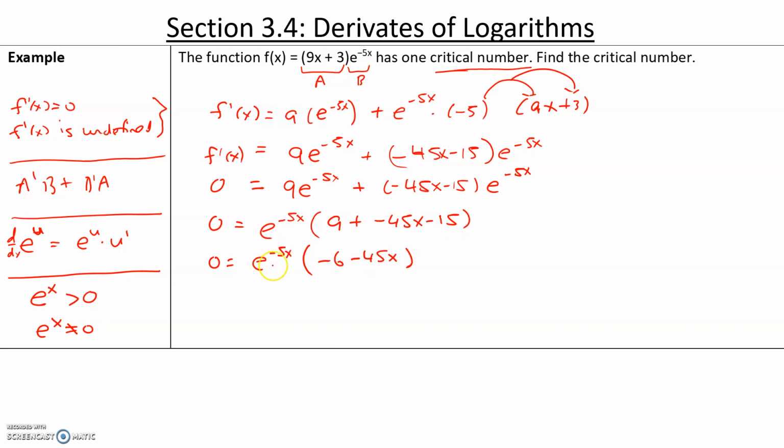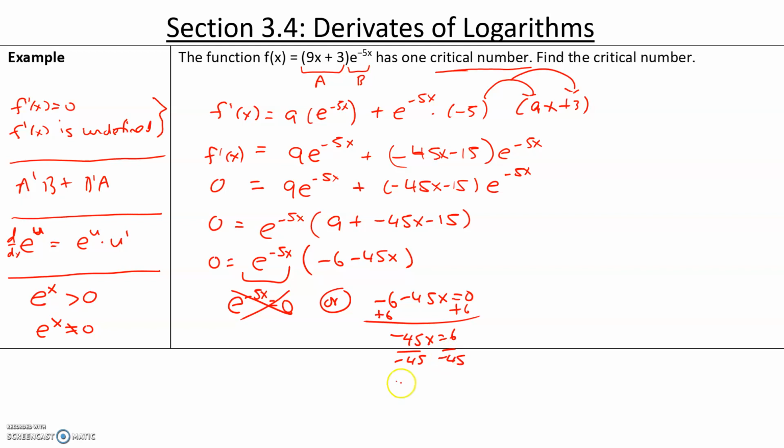By the zero product property, if two factors multiply to be 0, then either e to the negative 5x has to equal 0, or negative 6 minus 45x has to equal 0. Now, e to any number can't equal 0 because e to the x is strictly greater than 0. So this cannot happen. So if we solve this one, we add 6 to both sides. We get negative 45x is equal to 6. x is equal to 6 over negative 45. You divide these both by 3, and this gives you negative 2 over 15. So the critical number is negative 2 over 15.